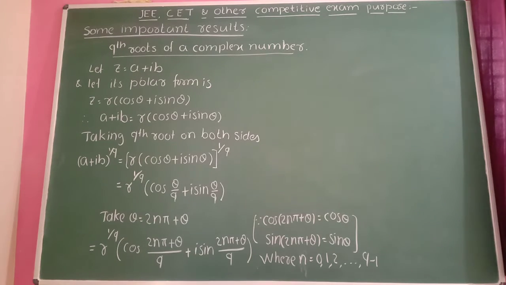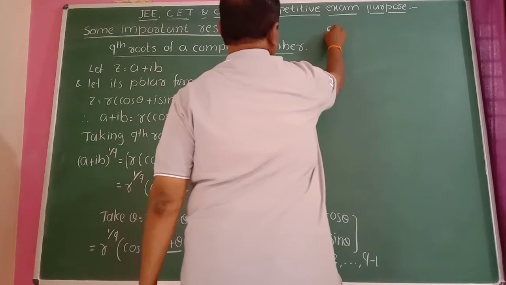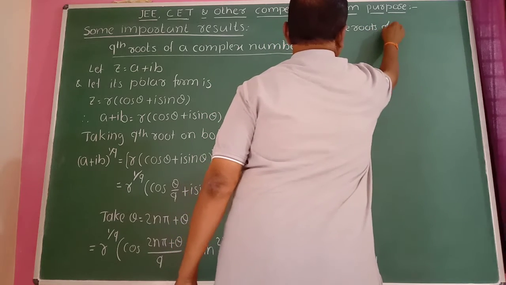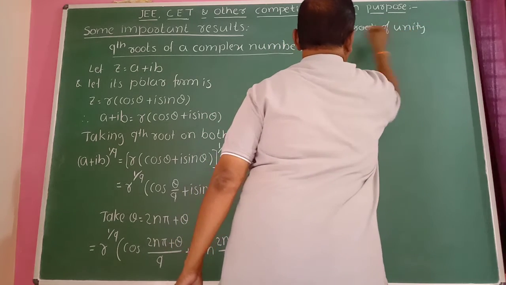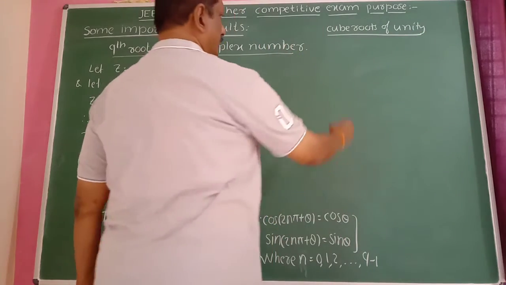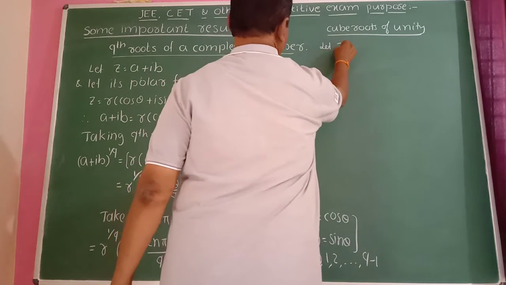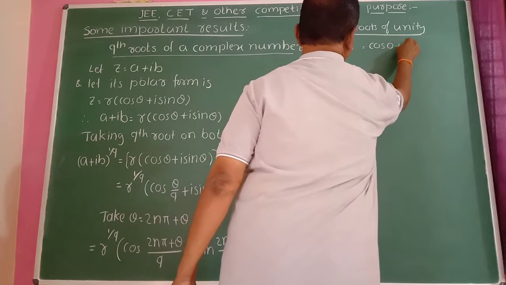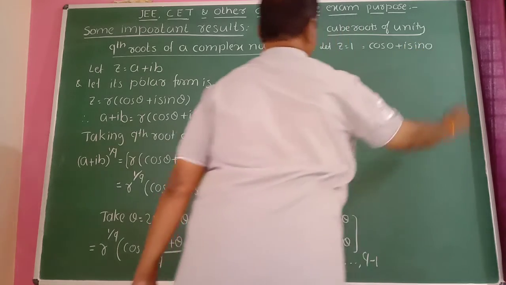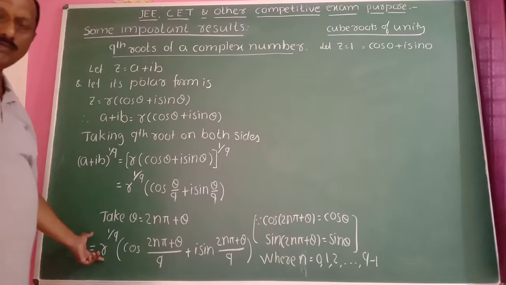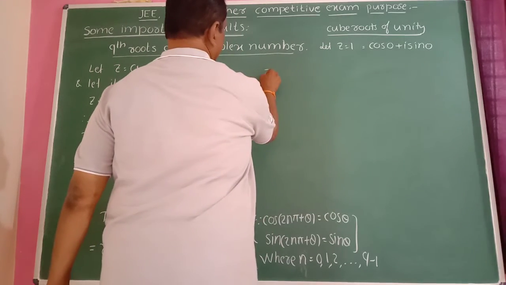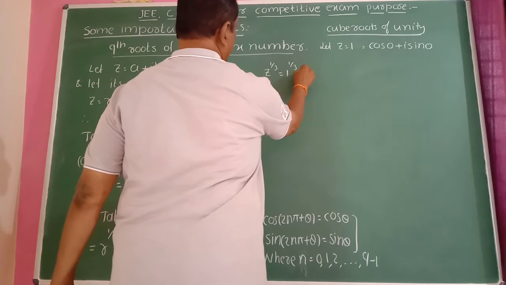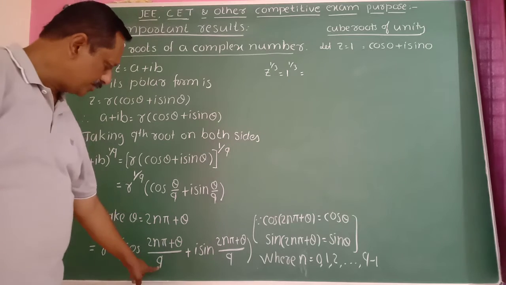So next, find the cube roots of unity here. Cube roots of unity. Okay. Therefore z is equal to 1 here, and that one can be written as cos 0 plus i sin of 0. According to this result, we want the cube root, so z raised to 1 by 3 is equal to 1 raised to 1 upon 3, where theta value is 0 and q value is 3 here.